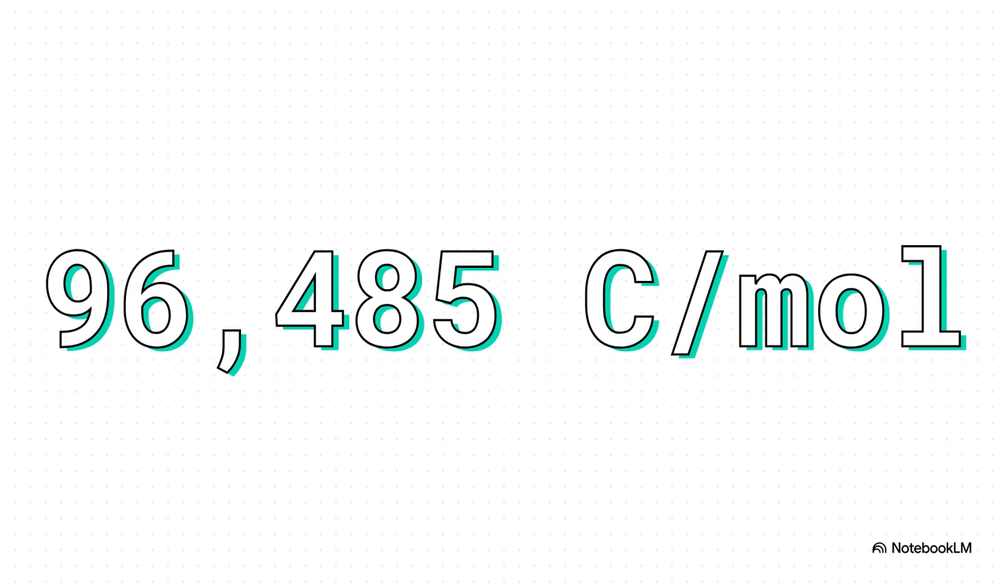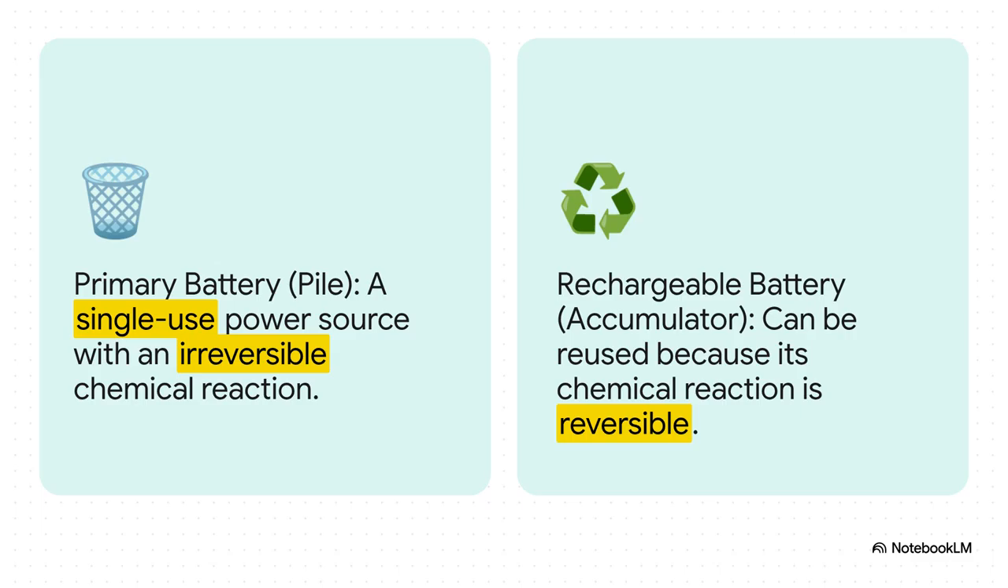The Faraday constant. Think of it as nature's official exchange rate. It tells you exactly how much charge you need to transform a specific amount of a chemical. It's like the universal translator that lets us speak electricity and chemistry in the same sentence. It's a huge deal. And this chemistry, this is the entire principle behind batteries.